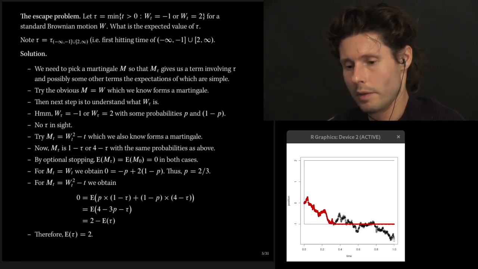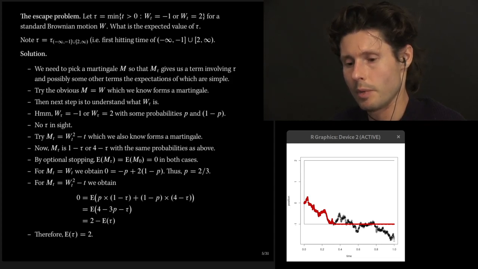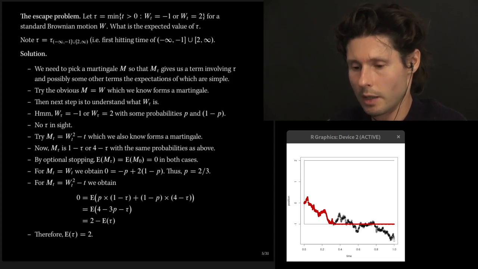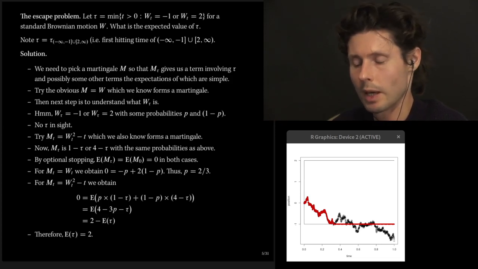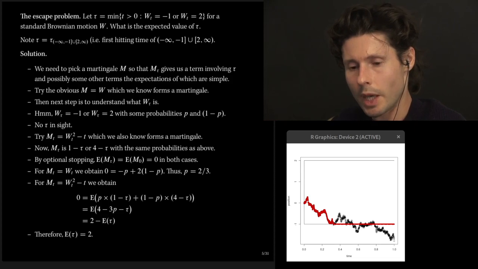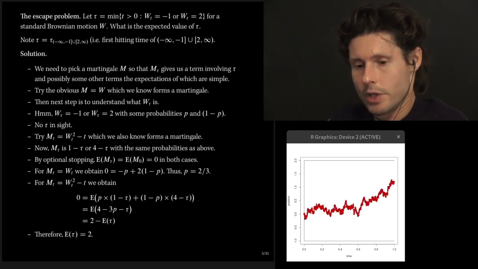And the obvious conclusion is that the expected time at which the Brownian motion escapes, meaning either hits -1 or 2, is 2. And what you could do is try to actually verify this with maybe some numerical experiments. You can try to just simulate the Brownian motion and wait until it hits one boundary or the other, and write down what time each one of these simulations gives, and then average.